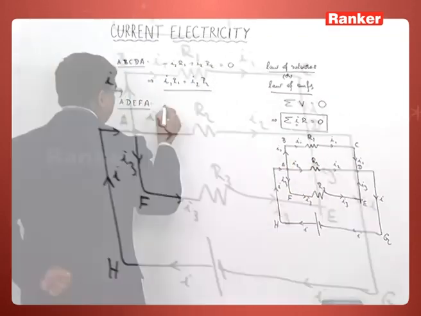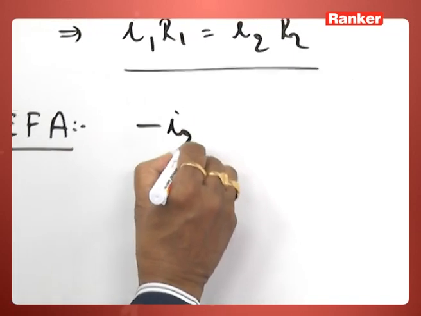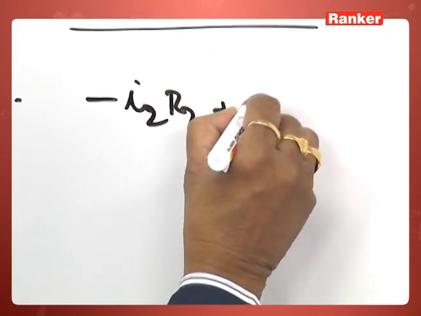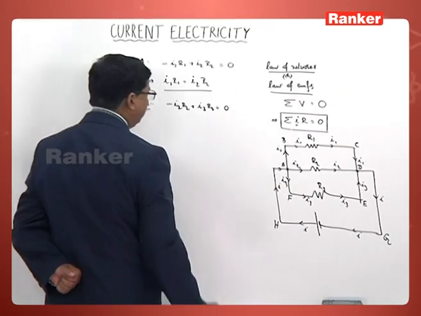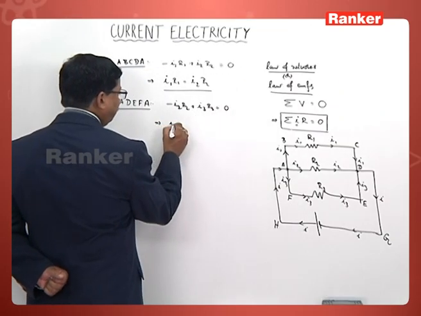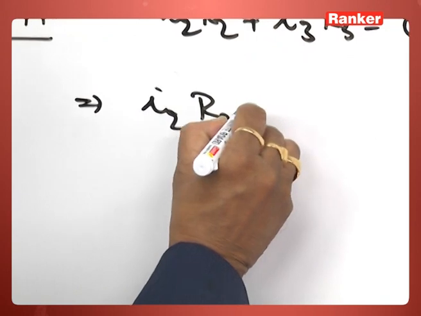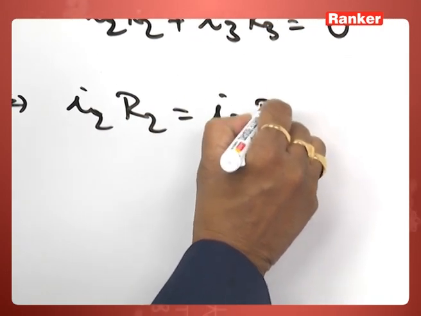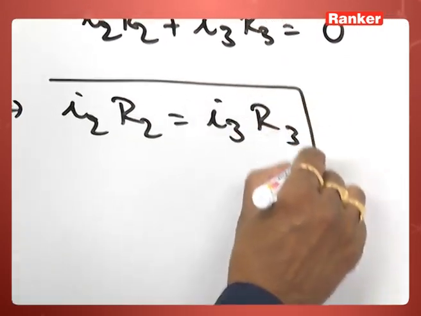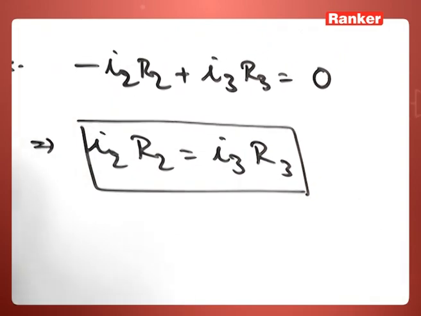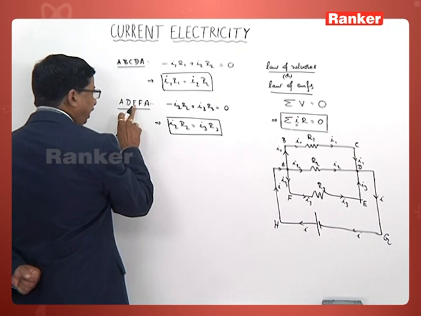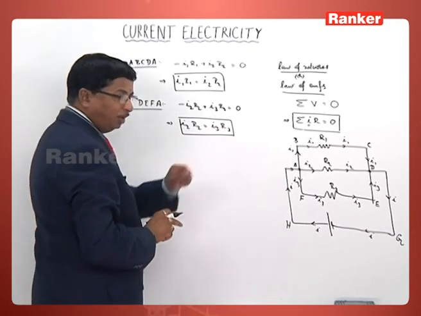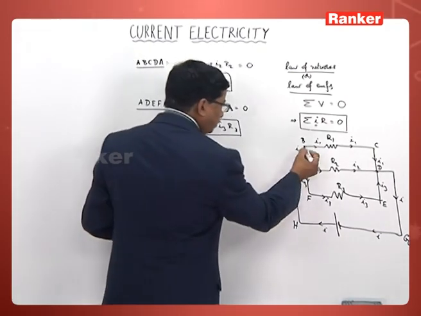Now you check it. Minus I2 R2 plus I3 R3 is equal to 0. So, what I can write now in this case? I2 R2 is equal to I3 R3. This is the outcome as far as the second network, AD EFA, is considered here. Look at the next one.